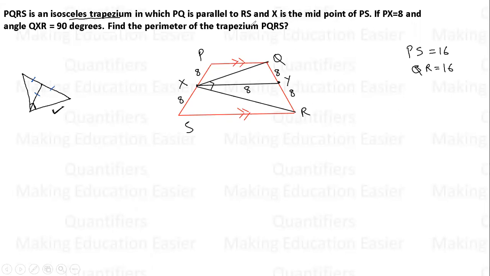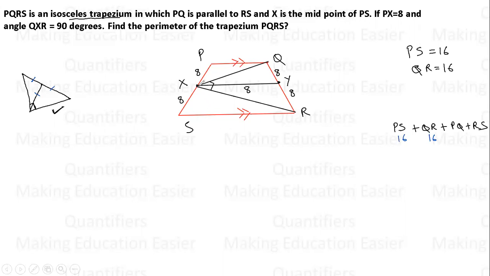Now see students, we need to find perimeter. We know the value of PS. We know the value of QR, right? All we need to find is the sum of PQ and RS. So we know that this value is 16. We know QR is 16. So ultimately we are left with the sum of parallel sides. We need to find the sum of parallel sides.